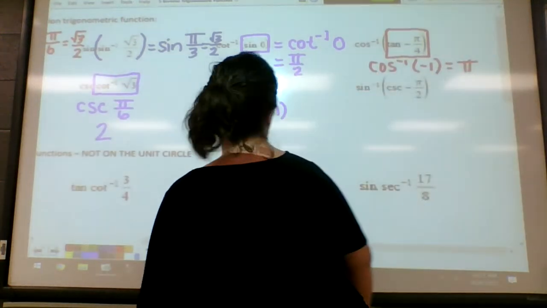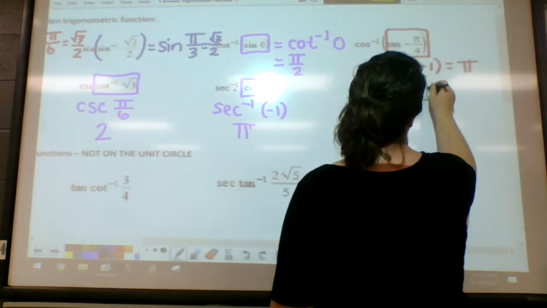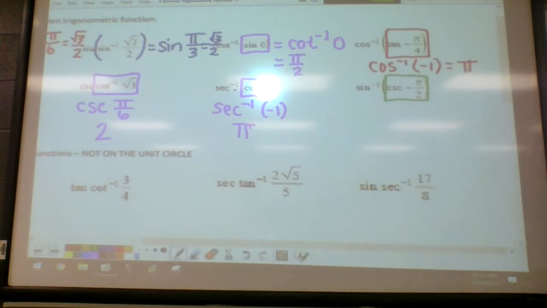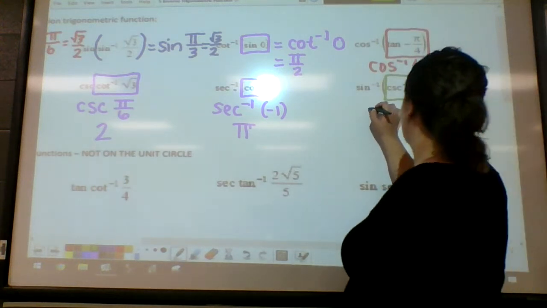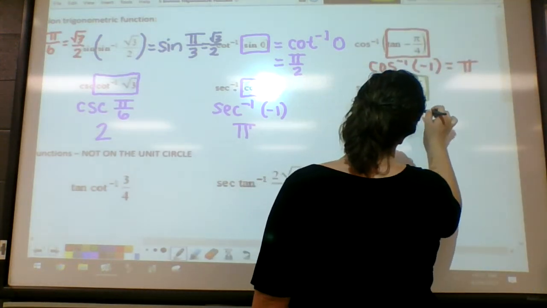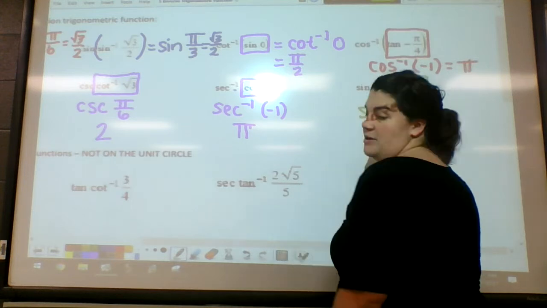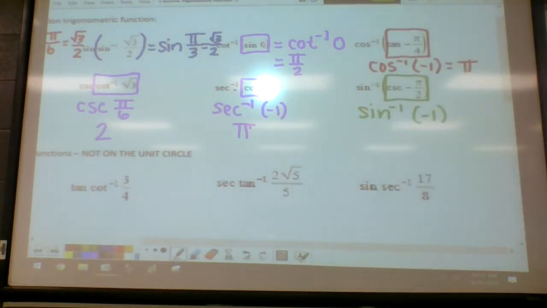All right, and last but not least in this section, cosecant of negative pi over 2. Negative pi over 2 is down here, right? What's the cosecant? Cosecant's the reciprocal of sine. This one's sine. So what's the reciprocal of negative 1? Negative 1. So then the question is sine inverse of negative 1.